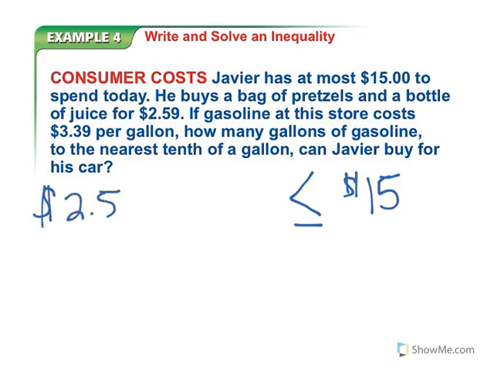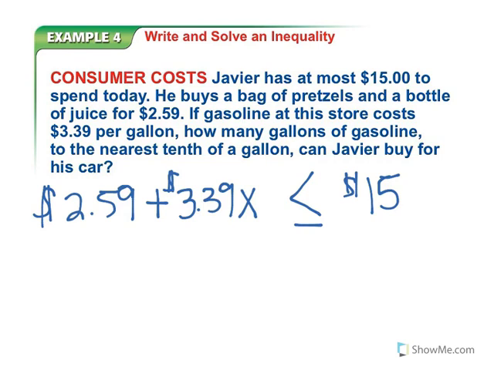$2.59 for his bottle of juice and his bag of pretzels. And what we're trying to find out is how many gallons of gas he can buy with the rest of his money. Well, we have $2.59, and we're going to add the cost of the gas. We don't know how many gallons he's going to buy, so I'm going to put an x next to the $3.39. Now we've actually written our inequality, and we should be able to solve it.